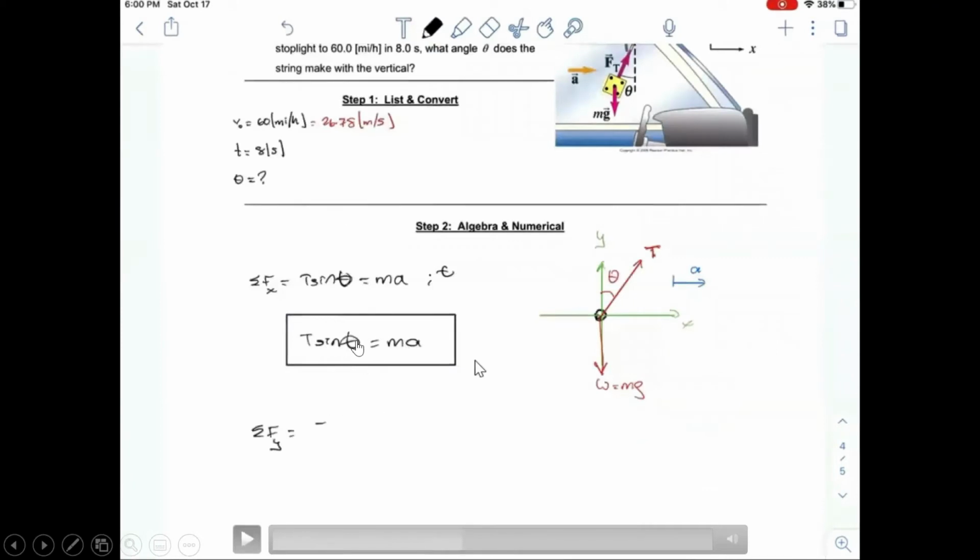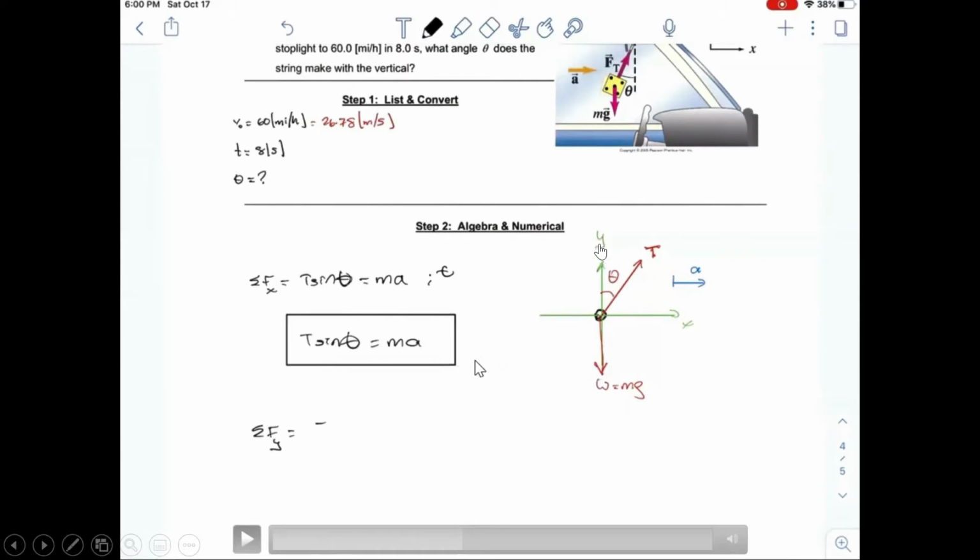All right, from this equation, can we figure out theta? Mass is not given to us, so the answer to that question is no. We don't know T, so we won't be able to. We still have 2 unknowns, which means we have to come up with one more equation. This time, just sum up the forces in the y direction.